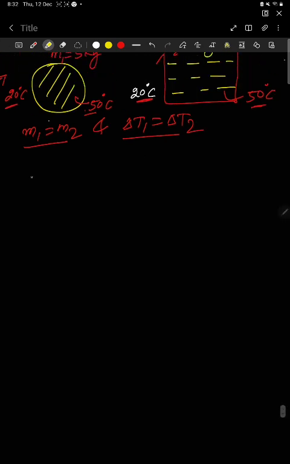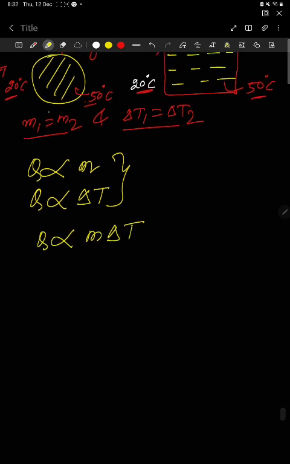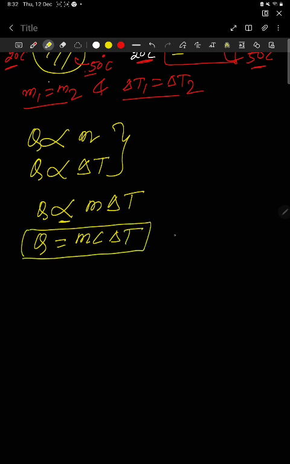We have discussed that Q is directly proportional to M, and Q is directly proportional to delta T. When we combine both, we get one relation: Q is directly proportional to M into delta T. If I remove the proportionality, Q is equal to MC delta T. This is the equation we are going to use to calculate the heat.